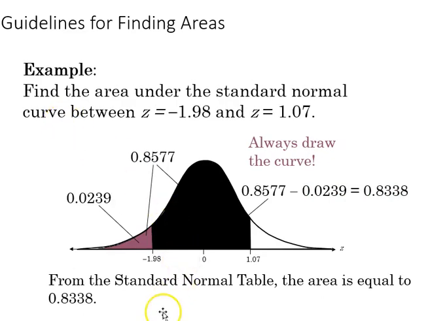Or here we're going to find the area between minus 1.98 and 1.07. So we subtract the smaller cumulative area from the cumulative area for the larger value. And that should give us 0.8338 in this case.